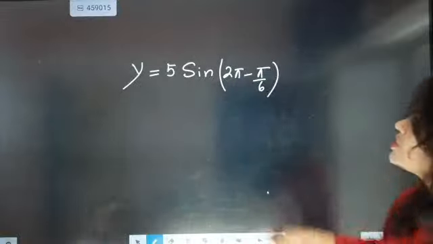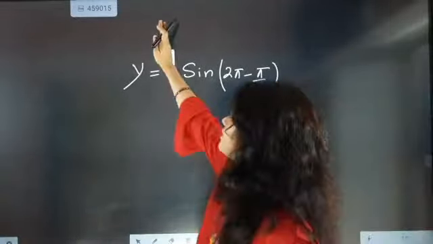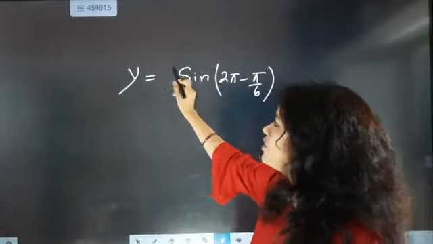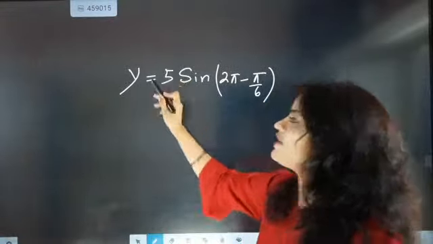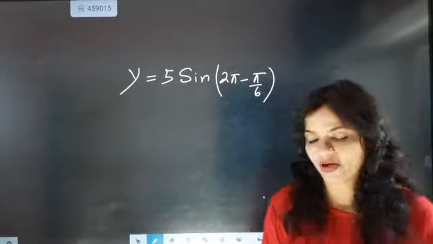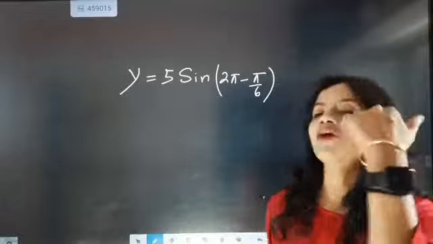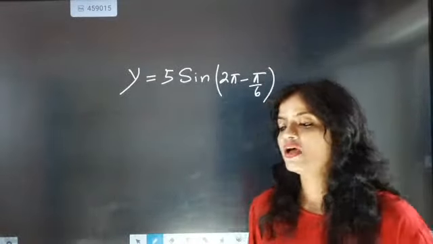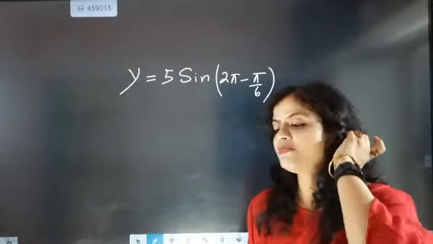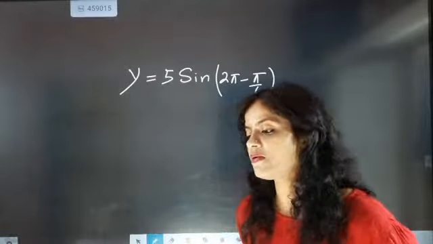Yes Dipankar, with this question I am going to explain, beta. First I will not write 5. Writing 5 is not going to make a big difference. You know that without the 5, maxima will be 1 and minima will be minus 1, but with the 5, maxima will become 5 and minima will become minus 5.